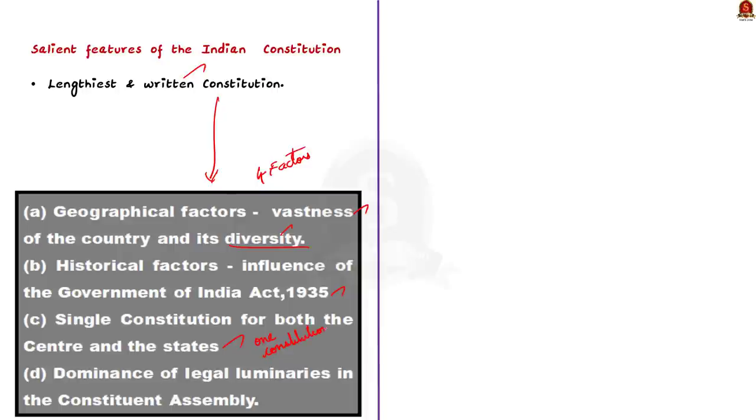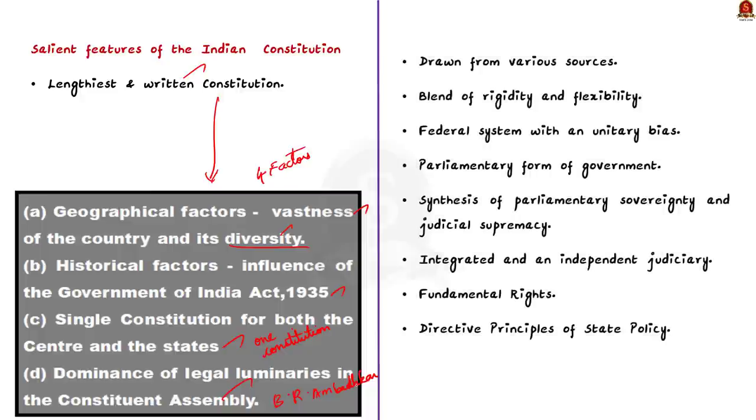Fourth is the domination of legal luminaries in the Constituent Assembly. For example, the Constituent Assembly included B.R. Ambedkar, who was a lawyer at that time. This is all about the first feature. The second feature of the Indian Constitution is that it is drawn from various sources. For example, the structural part of the Constitution is largely derived from the Government of India Act 1935. Then if you take fundamental rights, they are derived from the US Constitution. Okay, this is about the second feature.